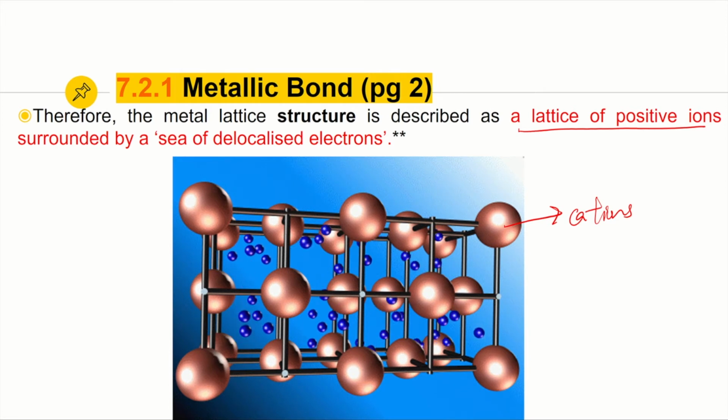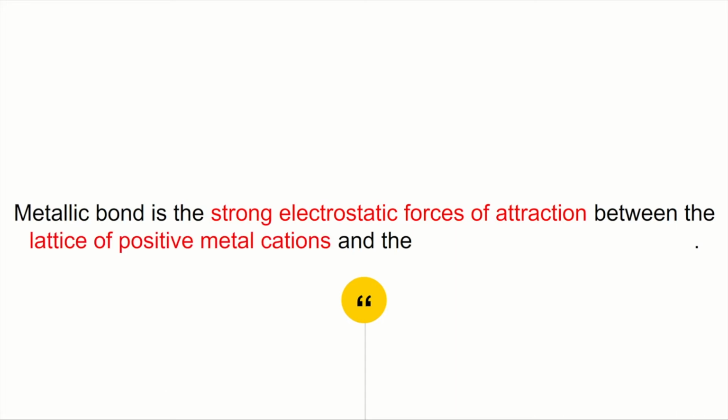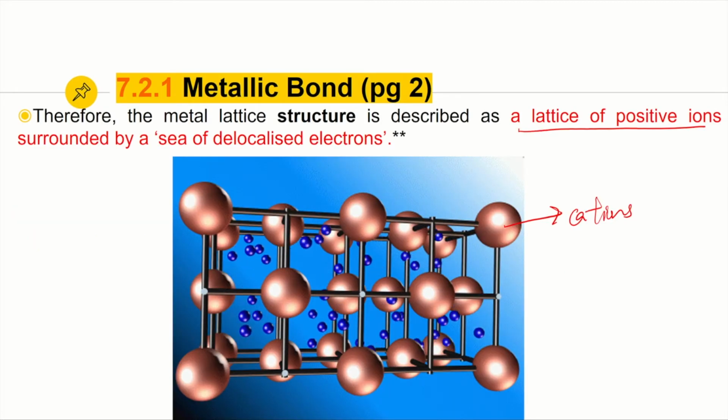This part is very, very important. Remember how they look like, because it will help you to understand why metals behave how they are behaving. Metallic bond is the strong electrostatic forces of attraction between the lattice of positive cations and the sea of delocalized electrons. The metal cation is positive, your sea of delocalized electrons is negative, so plus and minus will have strong electrostatic forces of attraction. I repeat, plus and minus attract each other, and this attraction is what we call strong electrostatic forces of attraction.